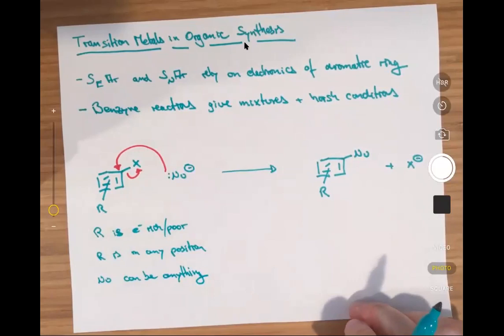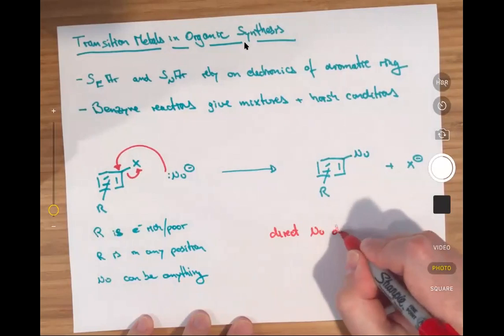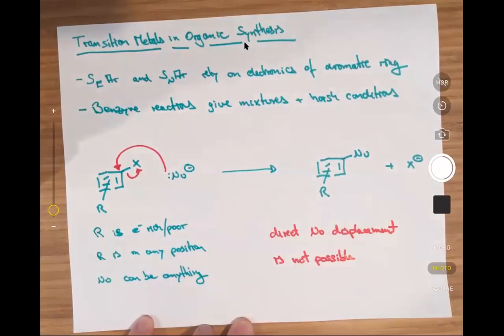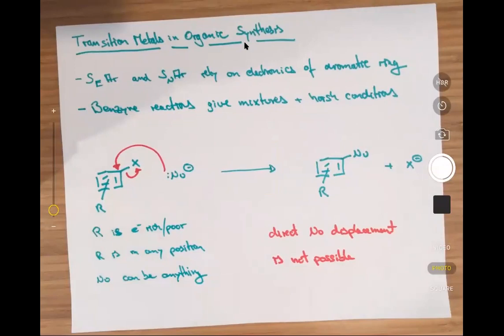The issue is that the direct nucleophilic displacement, as I have drawn it here, is not possible under all these arbitrary conditions. And this is essentially what was the inspiration to start all this work on transition metal catalyzed reactions, the need to fill this gap to make this type of chemistry more accessible. Now, transition metals allow us to get around this, and this is what we are going to be talking about mostly today.